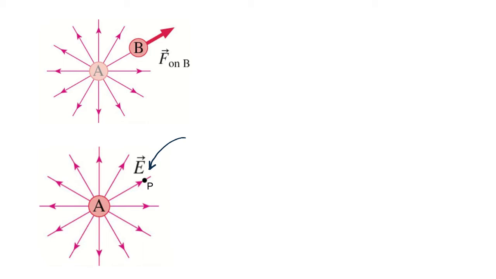So at point P, we have an electric field. Let's say it's called capital E. If I have that electric field at point P, were I to come along and put a charge Q, in this case QB, at point P, it would feel a force. The fundamental definition of electric field is that the force that A would exert on B through its field is going to be the electric field produced by A times the charge QB.